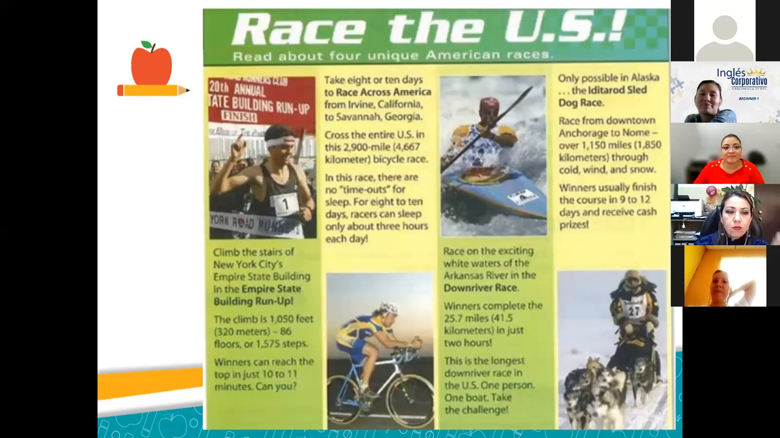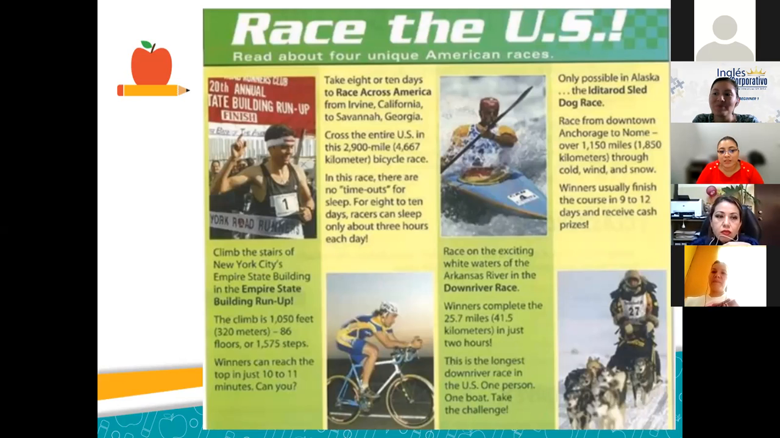Okay, take 8 to 10 days to race across America from Anza, California to Savannah, Georgia. Cross the entire US in this 2,900 mile, 4,667 kilometers bicycle race. In this race, there are no time-outs for sleep. For 8 to 10 days, racers can sleep only about 3 hours each day. Oh, okay, thank you very much. Very kind, Teresa.